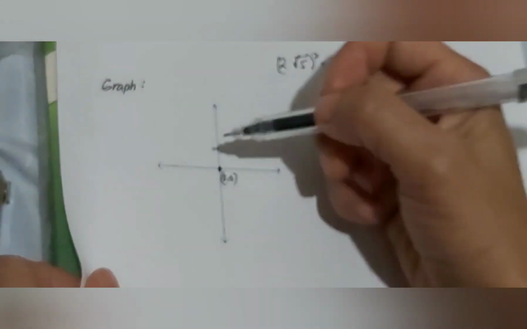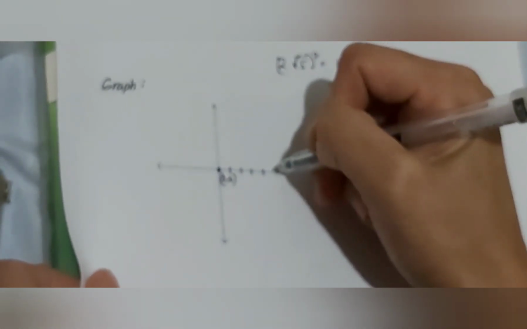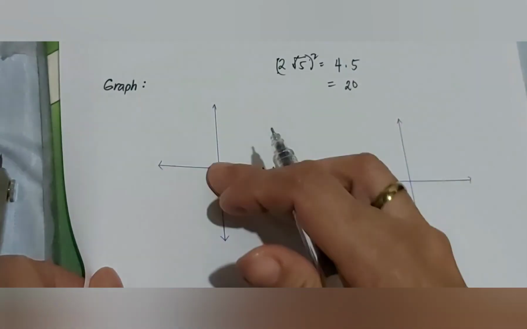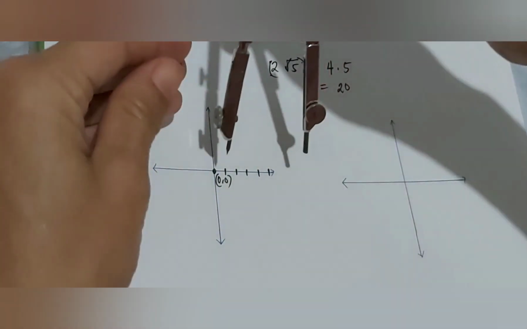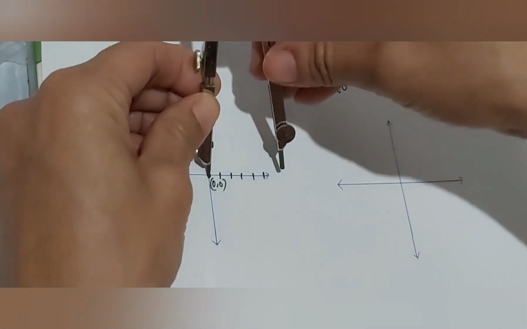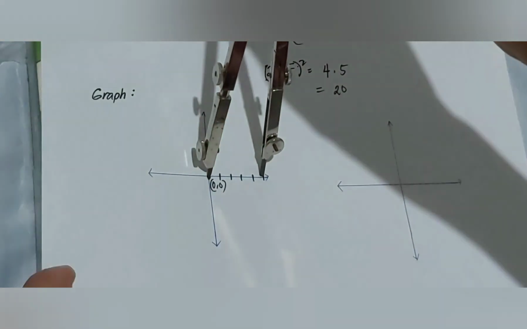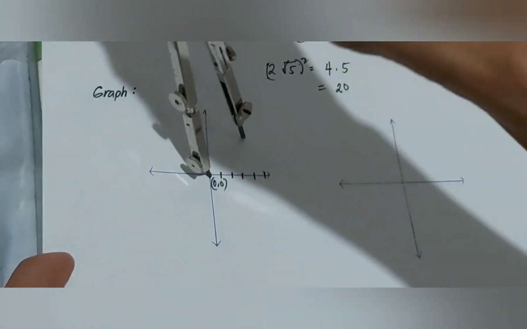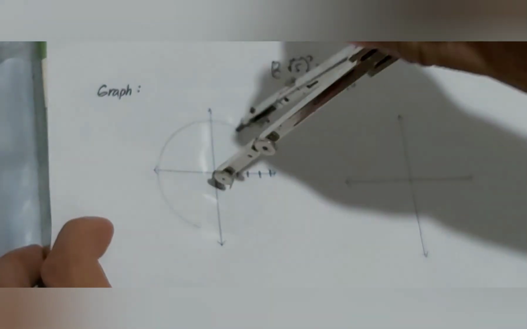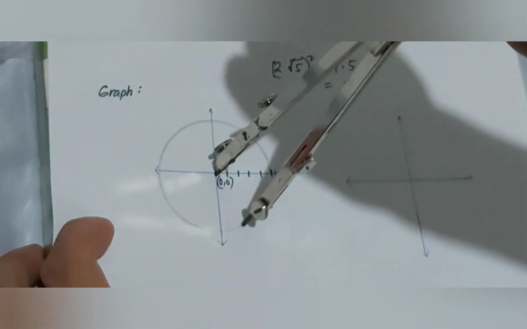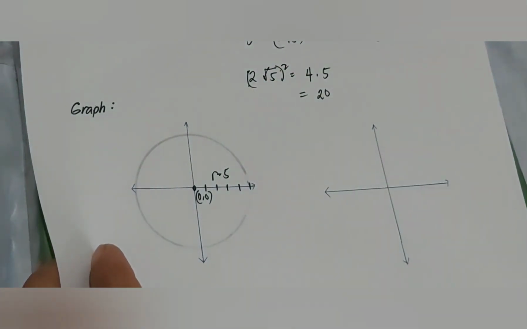From this point, we count 5 units: 1, 2, 3, 4, 5. It can be up, left, or down, as long as it is 5 units. Then we point our compass like this. The compass rotates here, and then we go around. And this is our circle with radius of 5.